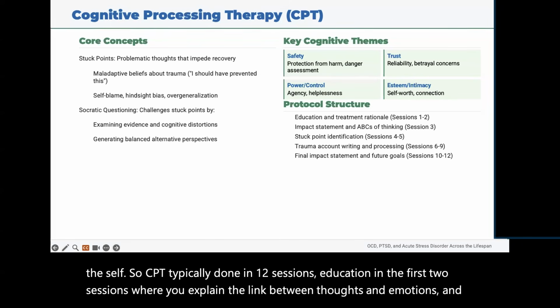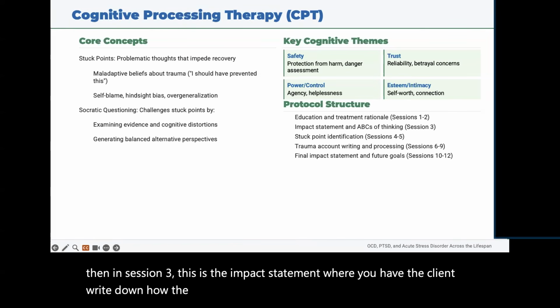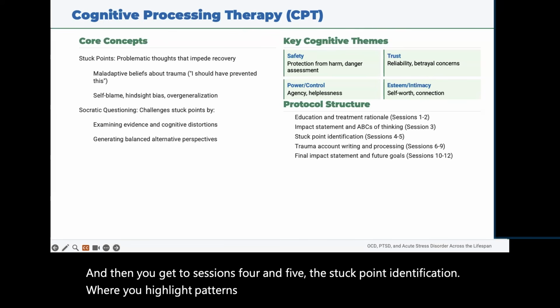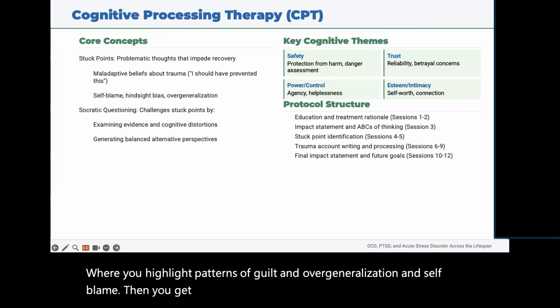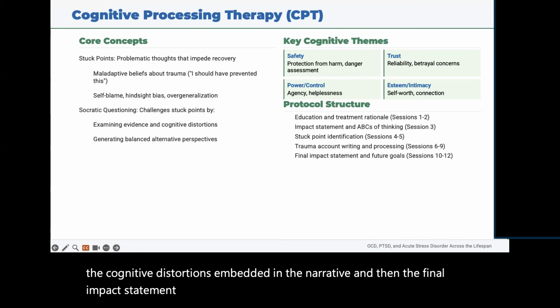And then in session 3, this is the impact statement where you have the client write down how the trauma changed their belief about themselves, others, and the world. And then you get to sessions 4 and 5, the stuck point identification, where you highlight patterns of guilt and overgeneralization and self-blame. Then you get to sessions 6 through 9, where you're examining the cognitive distortions embedded in the narrative. And then the final impact statement between sessions 10 through 12, where you revisit the initial belief and consolidate adaptive meaning and future goals.